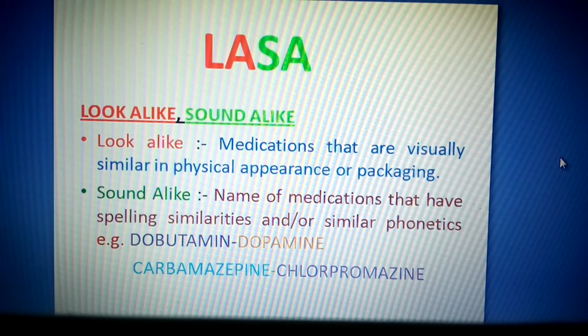Now, what is LASA? LASA is look-alike, sound-alike drugs. Look-alike medications are those that are visually similar in physical appearance or packing. Sound-alike drugs are names of medication that have spelling similarities and or similar phonetics. For example, dobutamine, dopamine, carbamazepine, chlorpromazine.